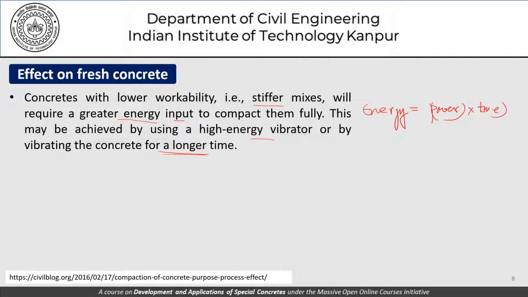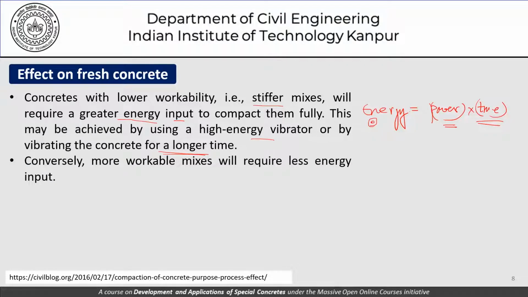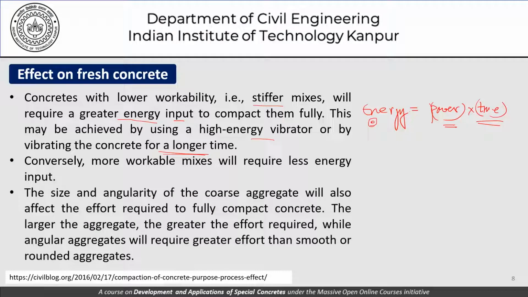Of course, there is a limit on that, because if the power is below a certain threshold level, then no matter how long we vibrate, we will not be able to impart the right kind of energy. So in the extreme case, if we are trying to do a manual compaction, there is a limit to the power that we can apply to the concrete, and therefore we can never achieve full compaction as is desirable if we are using extremely feeble means for vibration of concrete. Conversely, more workable mixes will require less energy input to achieve compaction.